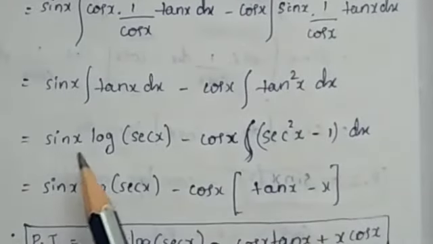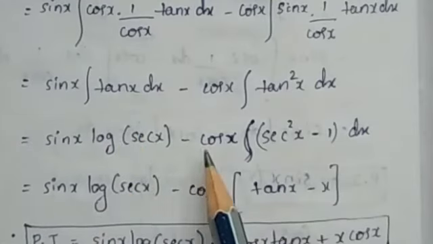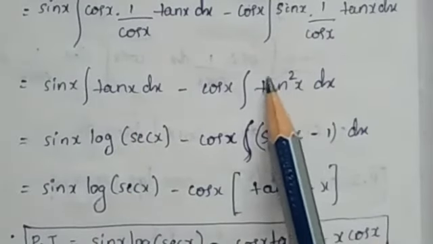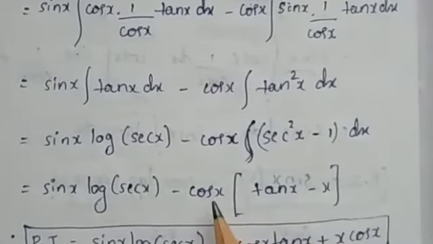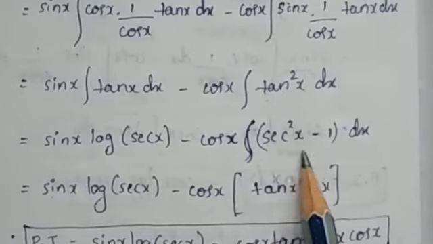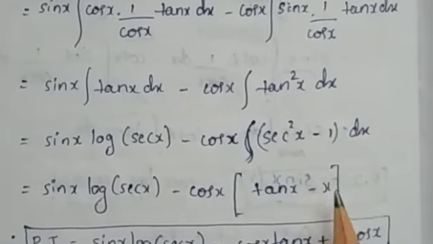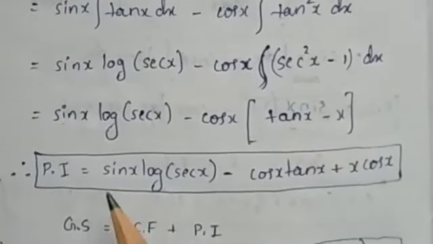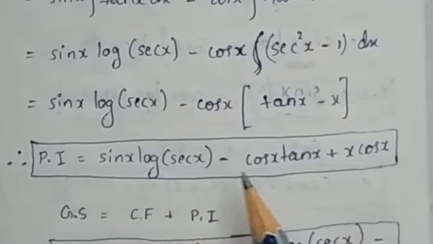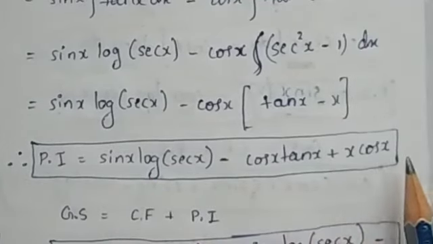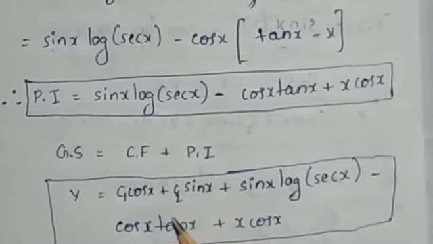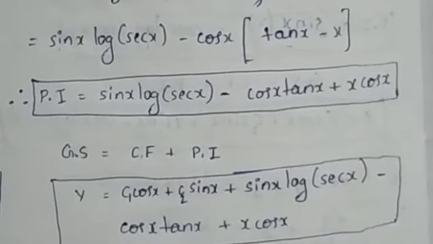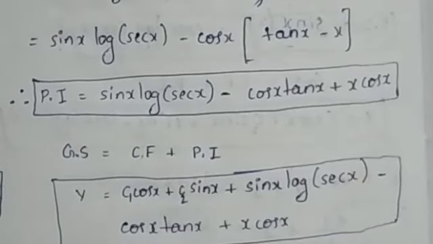So which is equal to sin x. Integration of tan x is log of secant x, minus cos x into tan square x can be written as secant square x minus 1. So if you integrate, you get minus cos x of secant square x integration is tan x, minus 1 integration is x. Then you get the particular integral which is equal to sin x log of secant x minus cos x tan x plus x cos x. So the general solution is equal to the complementary function and the particular integral. You add both the complementary function and the particular integral, then you get the general solution.